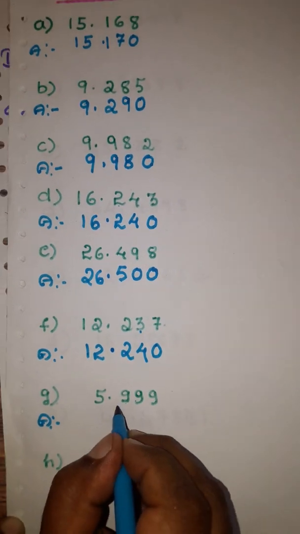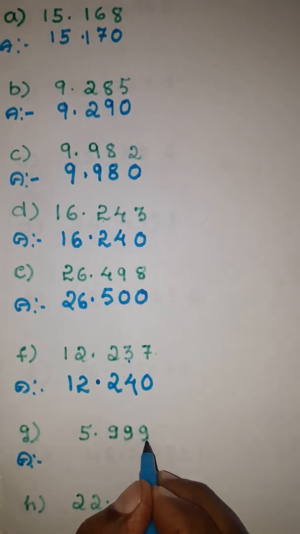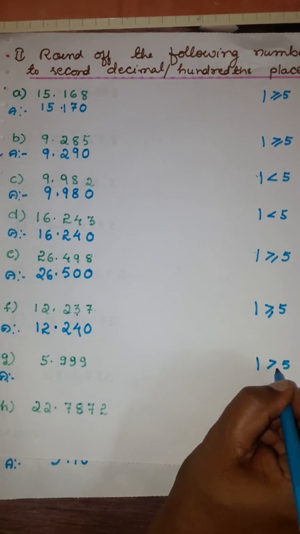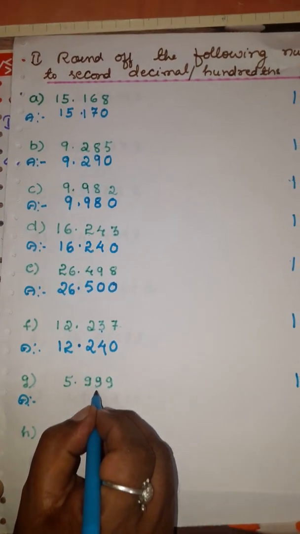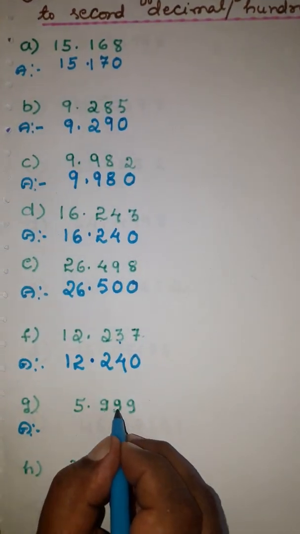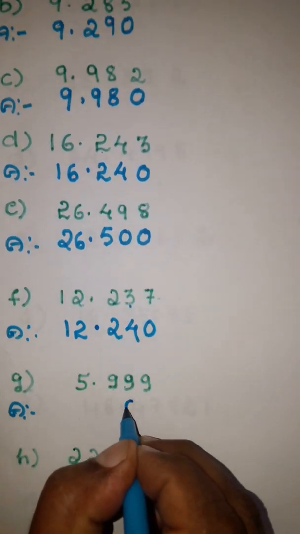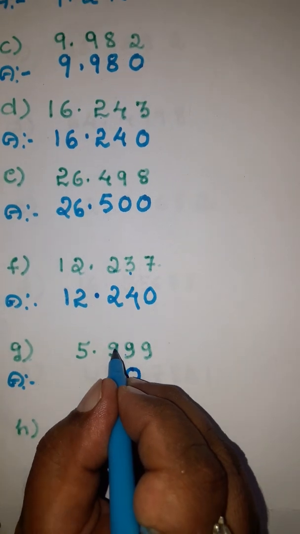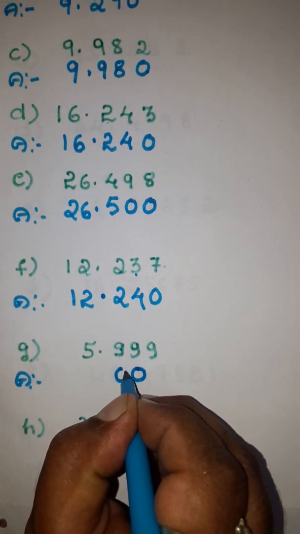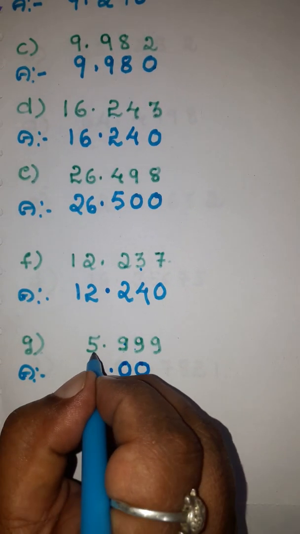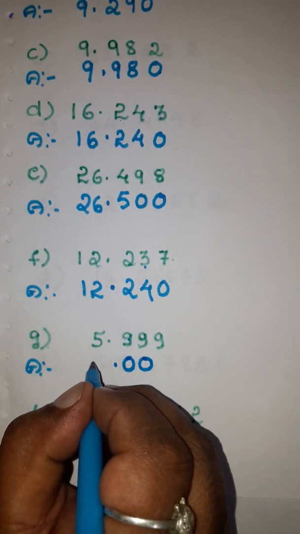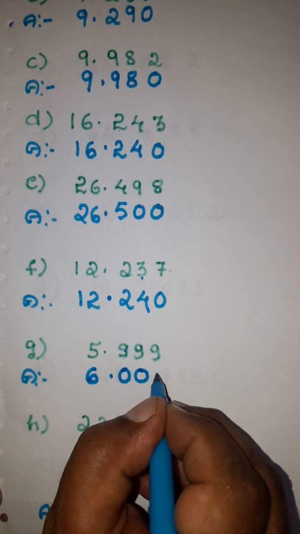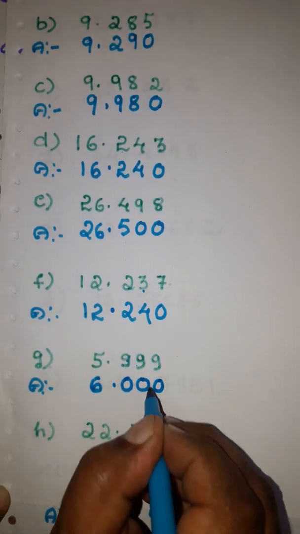The next example we have 5.999. So in all the decimal places we have 9. Third decimal place is 9, which is greater than 5. If a number is greater than or equal to 5, add 1 to the second decimal place. 9 plus 1, it is 10. Carry 1 to the first decimal place. 9 plus 1, 10. Carry 1 to the ones place. 5 plus 1, 6. The answer is 6.00. You can also add one more 0.